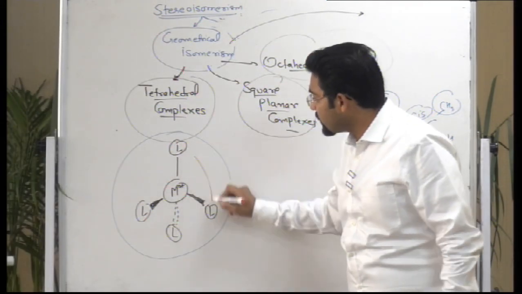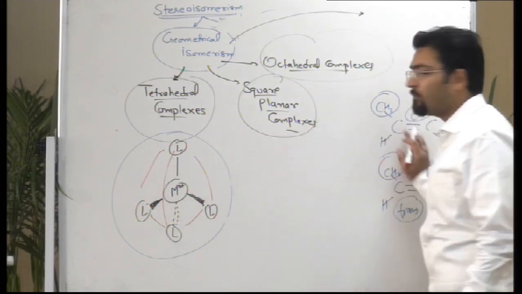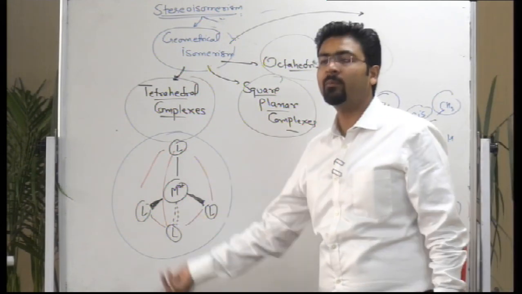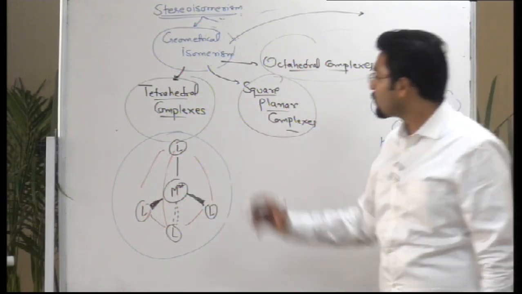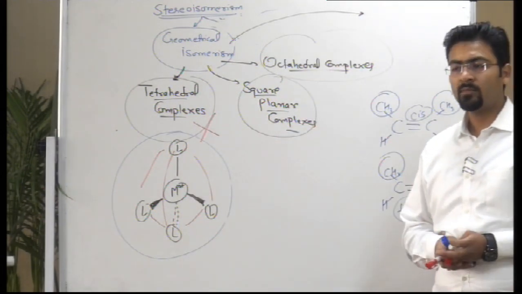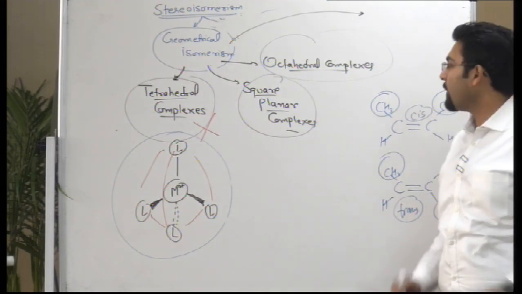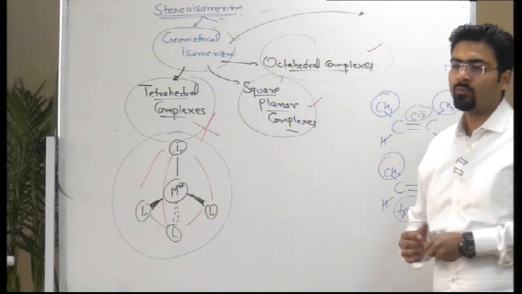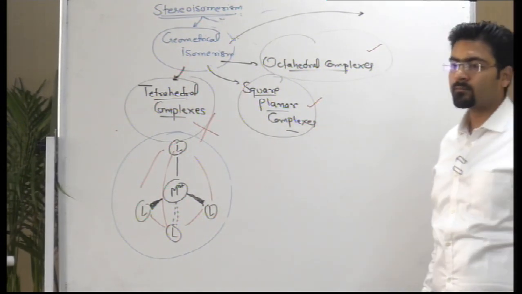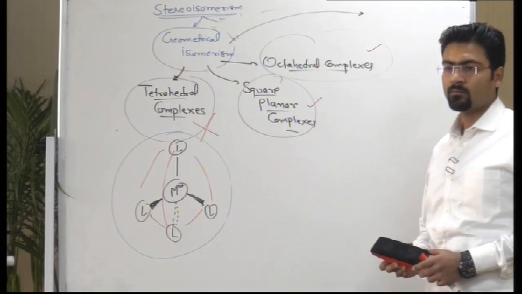Since all positions are equidistant from each other, we can say that even if we replace their positions, there would not be a relative change in their positions. They'll not be adjacent or opposite or closer or far, because every time they'll be as close or far as they were initially. So in short, tetrahedral complexes do not show geometrical isomerism. Right? Got it? Square planar and octahedral complexes do show geometrical isomerism, and let's see how they show it.